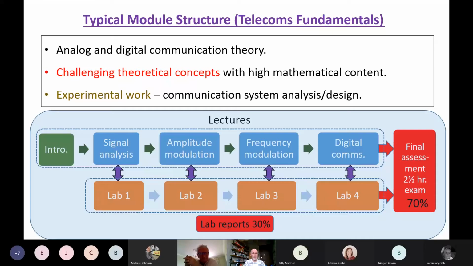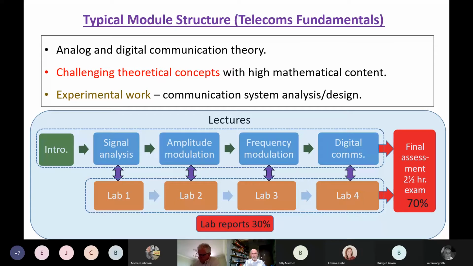So here's the typical module structure. One will start off, of course, with an introduction as to the overall concepts of telecoms in this case. In this module, there are 4 main, what we might call functional blocks, to put a communications terminology on it. We start off with signal analysis, which is very mathematical techniques for looking at real world communication signals.